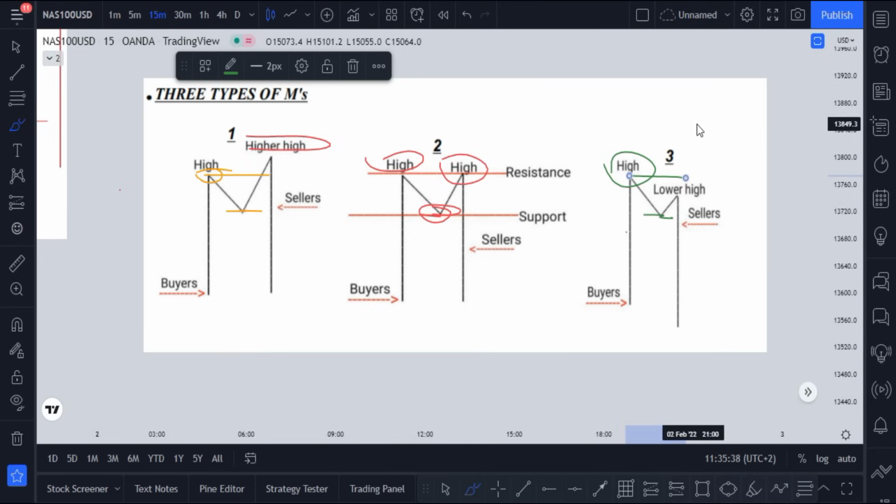As you know, when it comes to a downtrend, our market creates lower lows and then lower highs, lower lows and then lower highs, right? So in this case, we already have a confirmation of a downtrend because the market is now creating lower lows and lower highs, right?